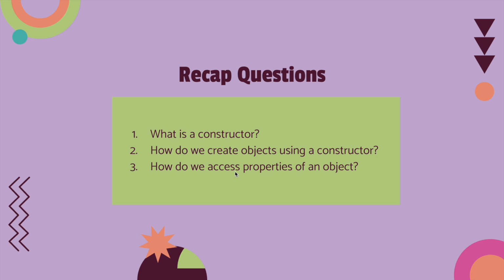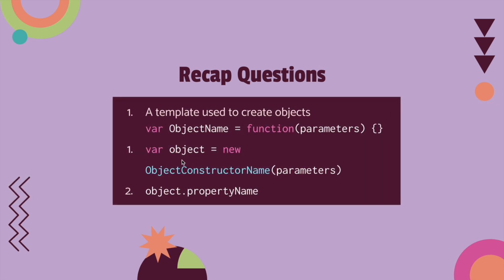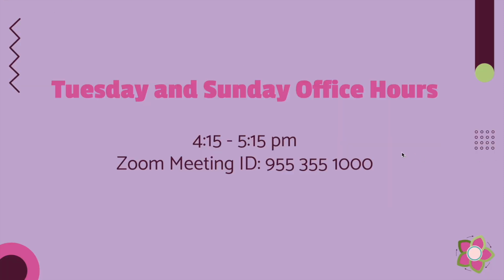Next, how do we access properties of an object? Like we learned previously, you can access properties by using dot notation or bracket notation. So there we go, we have our object, and that's what it looks like.